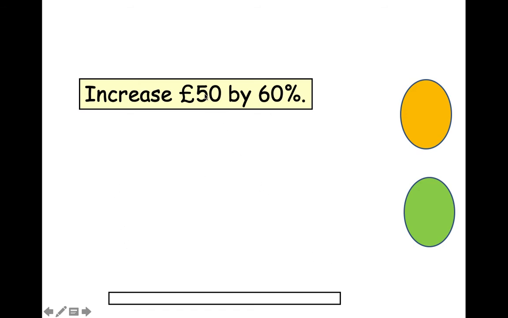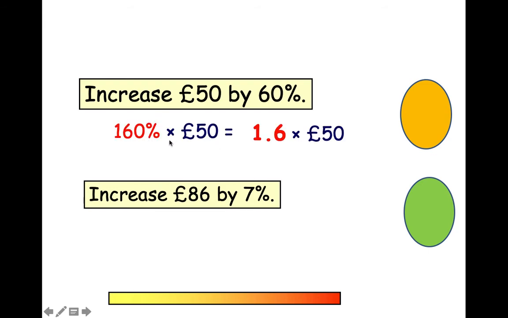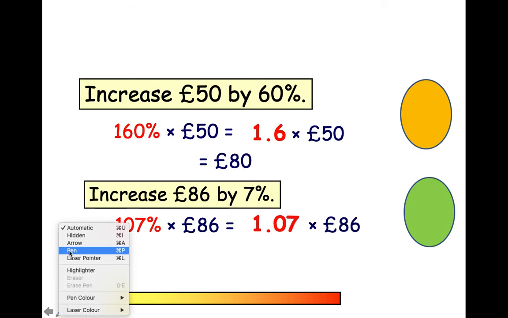So let's just go over again the increase question. So this time we're increasing by 60% and this one is increasing by 7. So what we're going to do is the following. We are going to take the 160%, convert that to 1.6, times it by 50. Nice and easy.